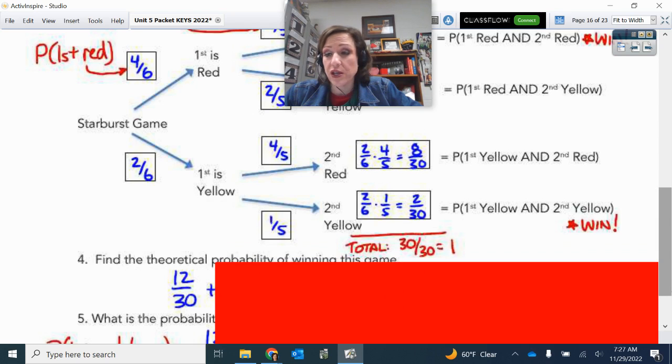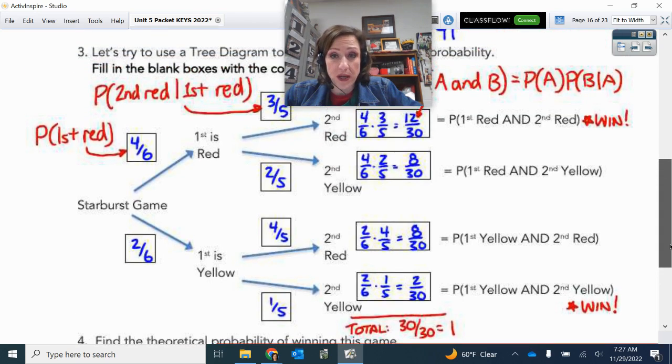So I want you to notice these are all the possible ways that you could play this game and get these results. 12 out of 30, you'll win with red, red. 8 out of 30, you'll lose because you'll have red, yellow. And then on this track, 8 out of 30, you'll get yellow and then red, and that's a loss. And then follow this track down here. 2 out of 30 is a yellow, yellow, so that's a win.